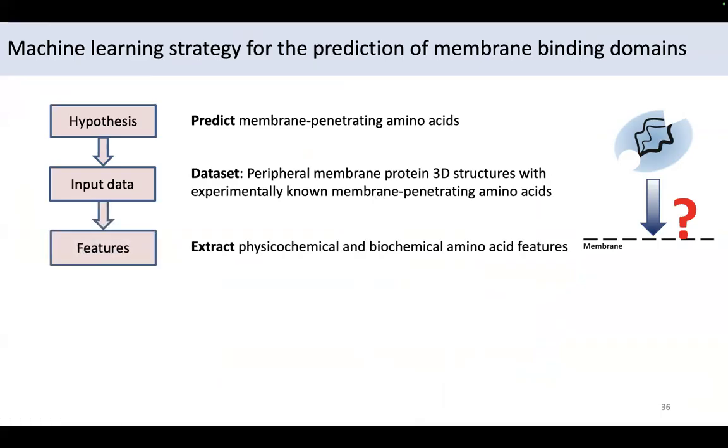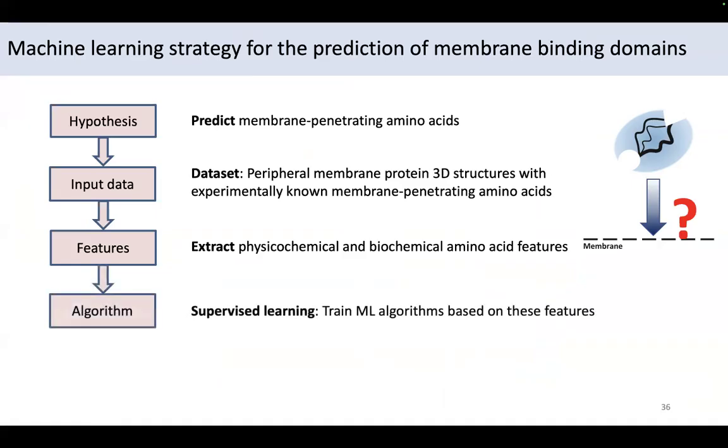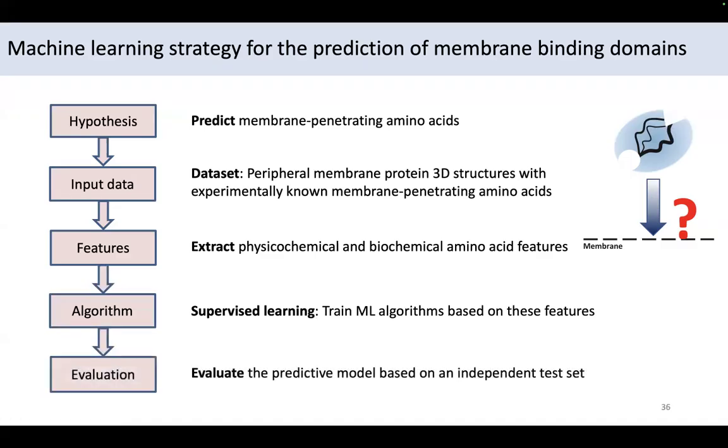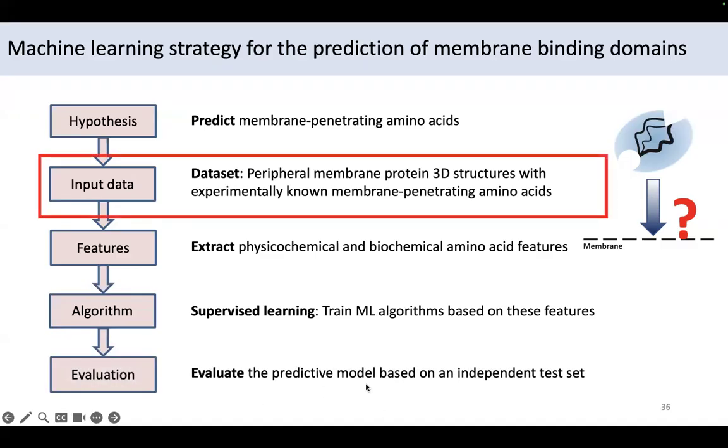We have to extract features, physicochemical and biochemical amino acid features of the amino acids that contact the cell membrane. We then proceed with supervised learning, as I mentioned, because it is a classification problem. And finally, we evaluate the results. Let's proceed step by step.